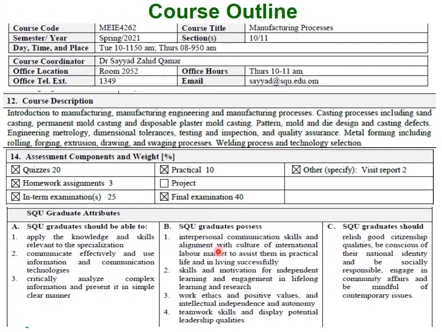So these are the qualities, the abilities, the characteristics that SQU wants in all of its graduates, whether they are from College of Engineering or College of Medicine or College of Science, College of Arts. These are the attributes. Right? So it is not necessary for you to memorize it, but I feel that it is very important that you should know what qualities the industry and the rest of the world want once you graduate from here.